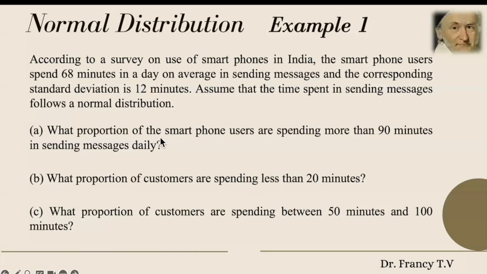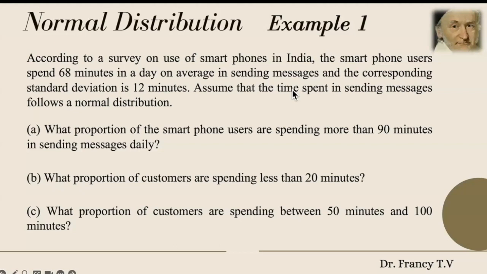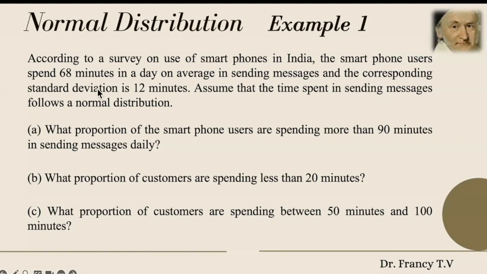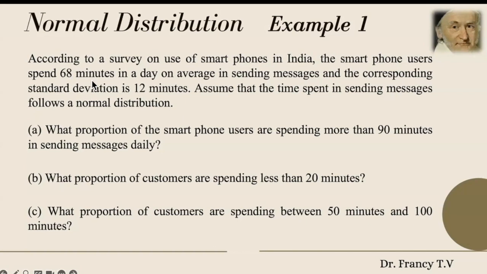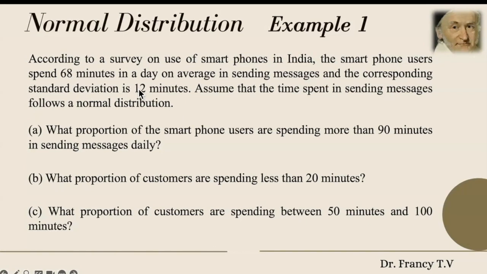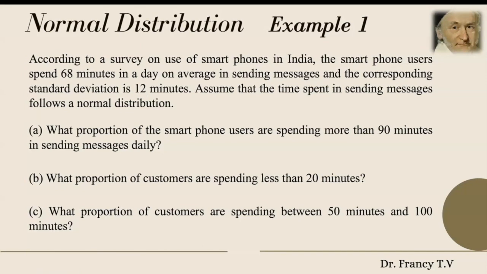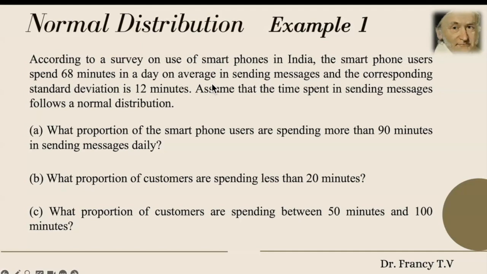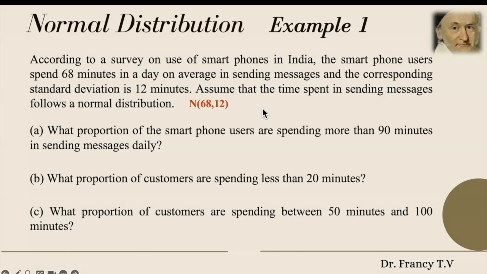So in all the three questions, you are asked to calculate proportion. Proportion is same as probability. So proportion of what? Time spending in sending messages. It is given that time spent in sending messages follows a normal distribution with the mean 68 minutes and standard deviation 12 minutes. Hence, we can use normal distribution with the mean 68 and standard deviation 12.